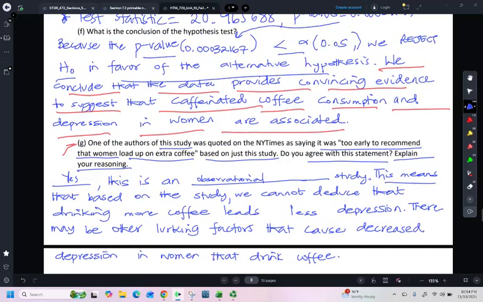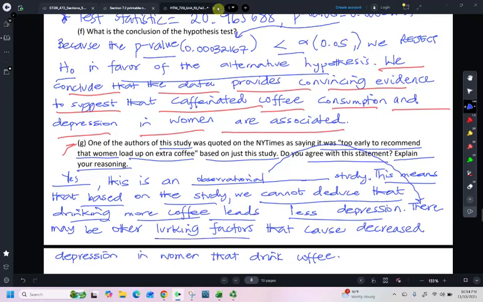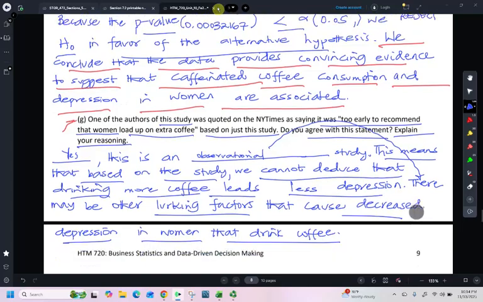This means that based on the study, we cannot deduce that drinking more coffee just leads to less depression. And that is because in the case of an observational study, we have not controlled for other possible extraneous factors, otherwise called lurking factors, that can cause decreased depression in women that drink coffee. So one has to be wary. We can only talk about them being associated, not one leading to another. That brings us to the end of that question.